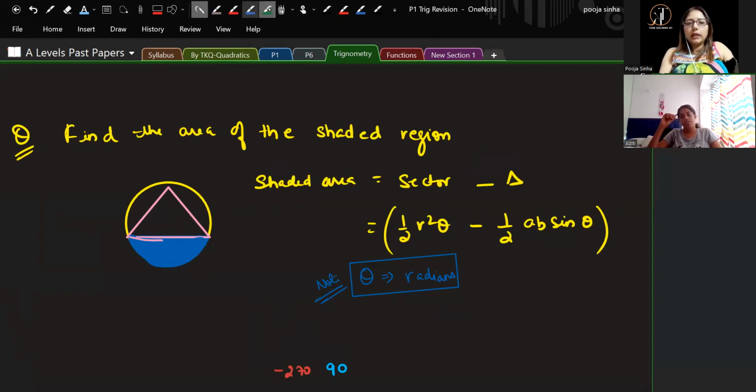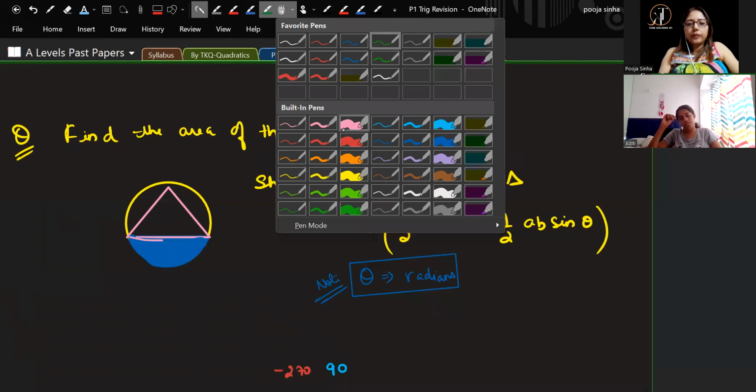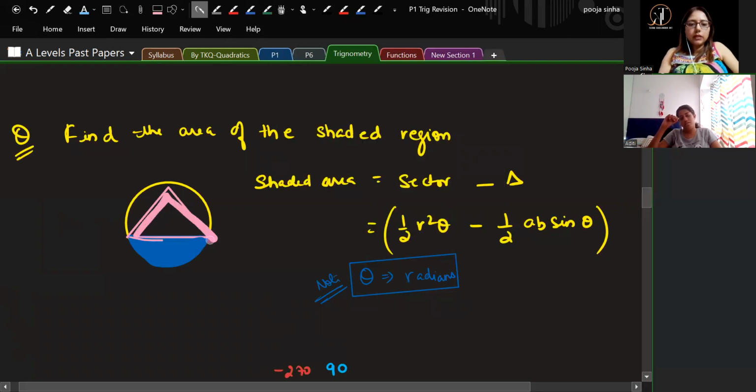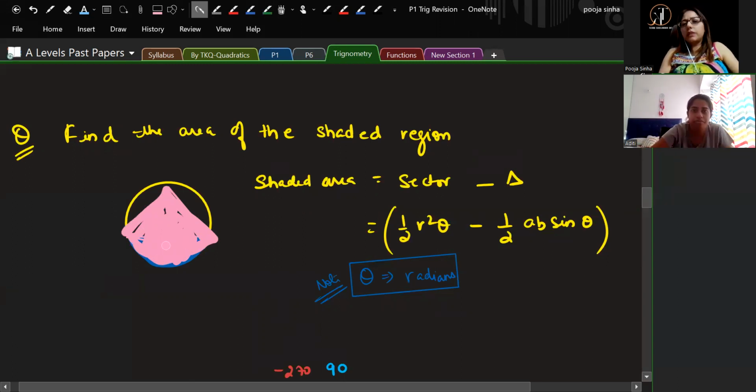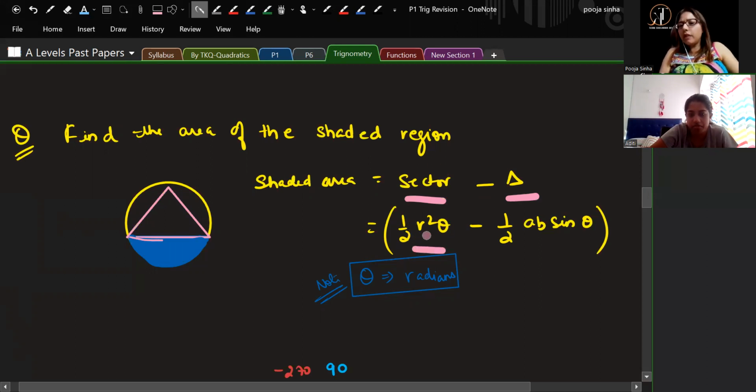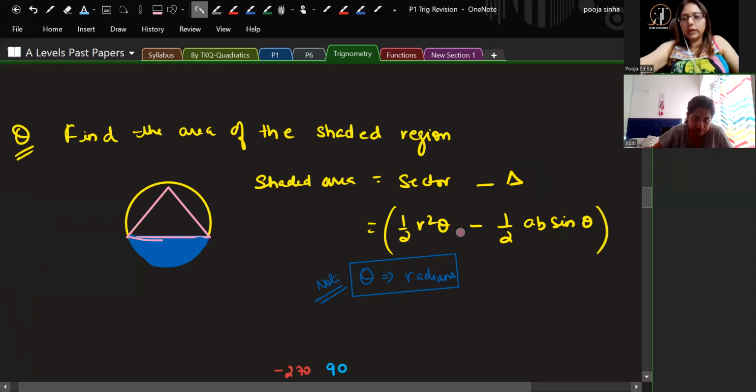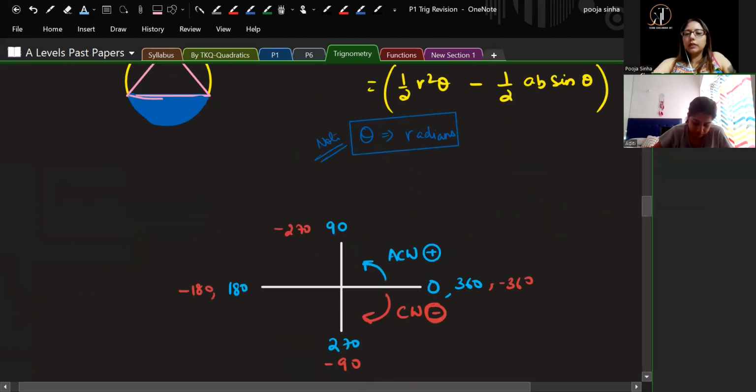If you look at this entire region, what do we have? We have this whole thing, which is a sector. This is a full sector, and if we subtract the triangle from that sector, then I will get the shaded area. So sector minus triangle. We know the sector formula, half r square theta, minus half ab sin theta for the triangle, or half base into height, whatever is given to us. We'll use it accordingly. So this part is understood.